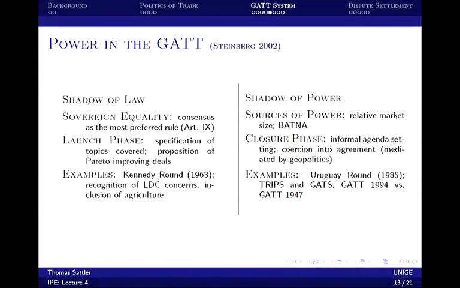Do you have any questions about this? Good. So let's take the break, and then we're going to talk about how this actually affects trade and how the dispute settlement mechanism works.